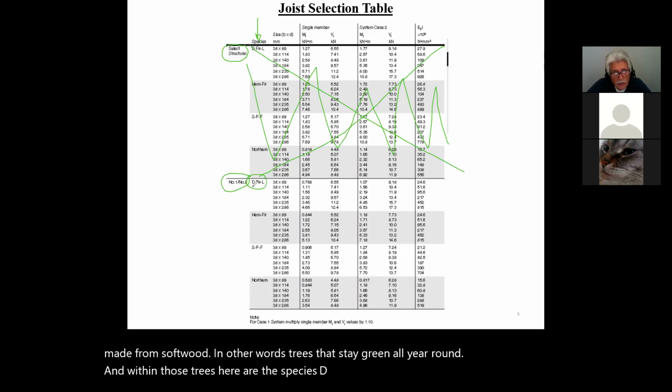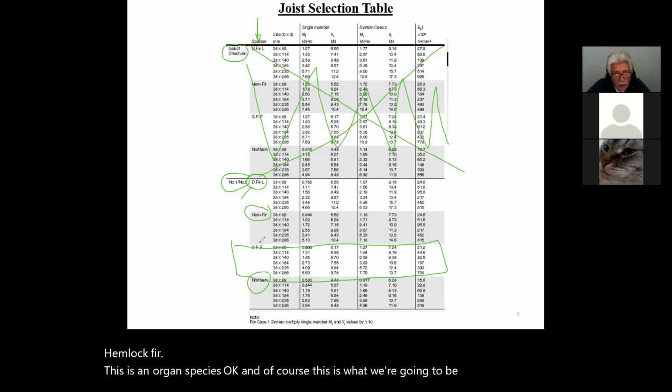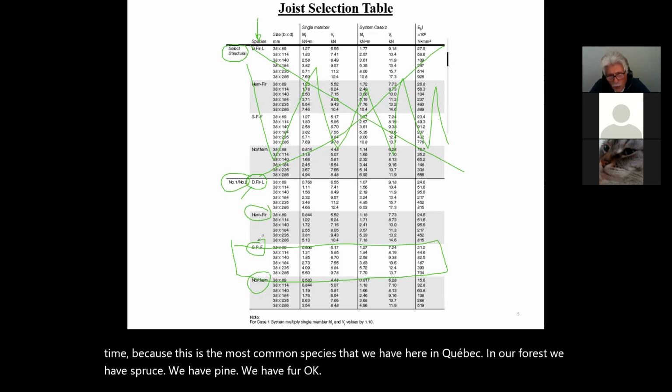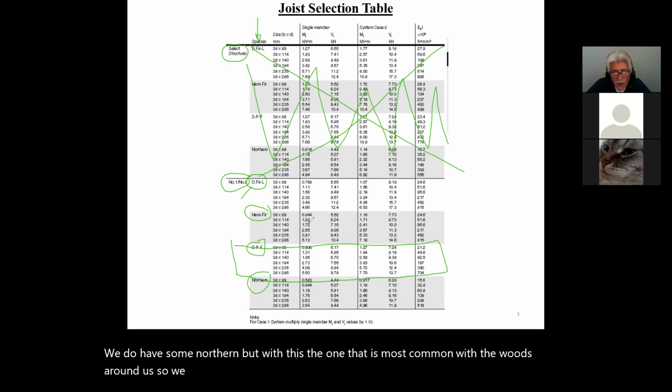D-Fir, this is Douglas fir larch, this is an abbreviation. Hemlock fir, this is a northern species. And of course, this is what we're going to be using 100% of the time, because this is the most common species that we have here in Quebec in our forest. We have spruce, we have pine, we have fir. We do have some northern, but this is the one that's the most common with the woods around us. So we will always be using this section of this table. That's why the rest is pretty useless.